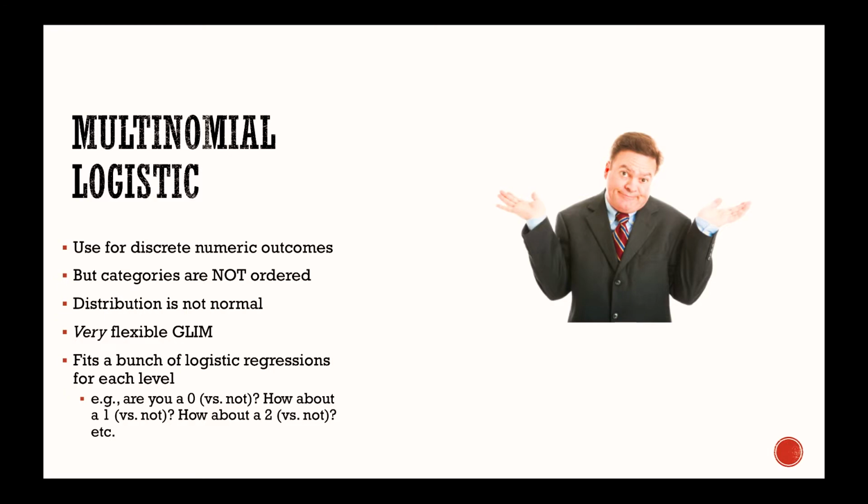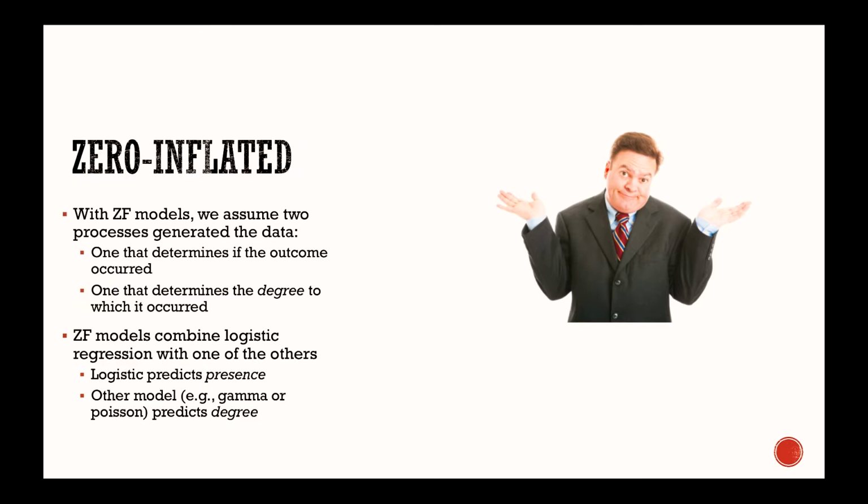It is also a very flexible GLM, and like the ordered logistic, it too fits a bunch of logistic regressions at each level. Are you a 0 or not? Are you a 1 or not? Etcetera. And I'm going to talk about one more. Again, I don't have a graphic for this one either. This is zero-inflated models. ZF should be ZI. With ZI models, we assume two processes generated the data: one process that determines if the outcome actually occurred, and one that determines the degree to which it occurred.